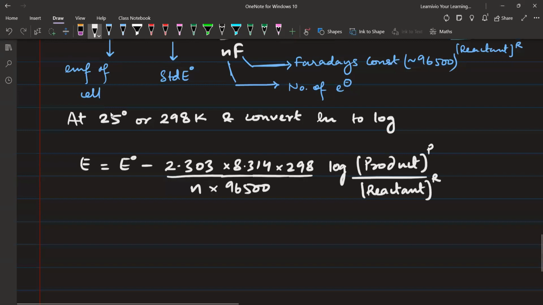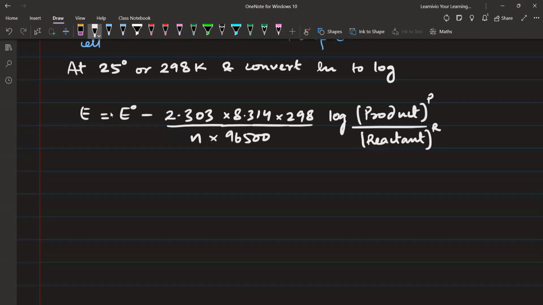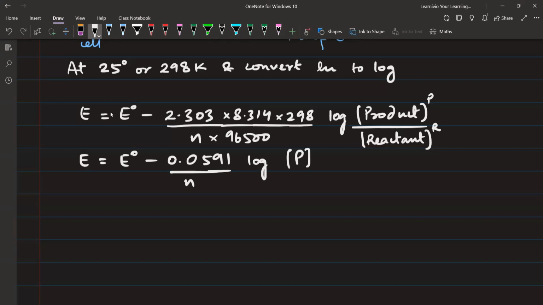Now, if you multiply and divide and do all the calculations, E will be equal to E naught minus 0.0591 divided by n. However, we are going to use generally 0.06 or 0.059 only. It will be log of product to the power of P divided by reactant to the power of R.